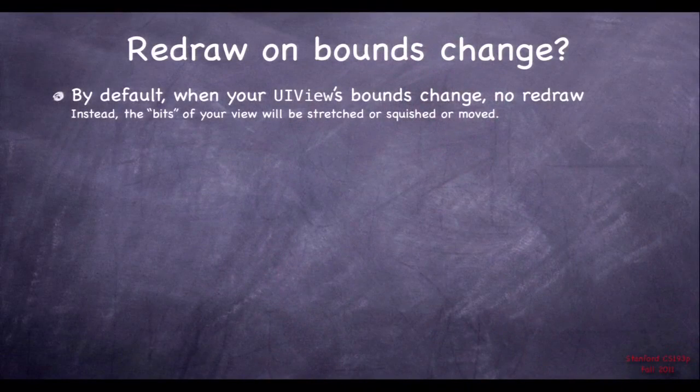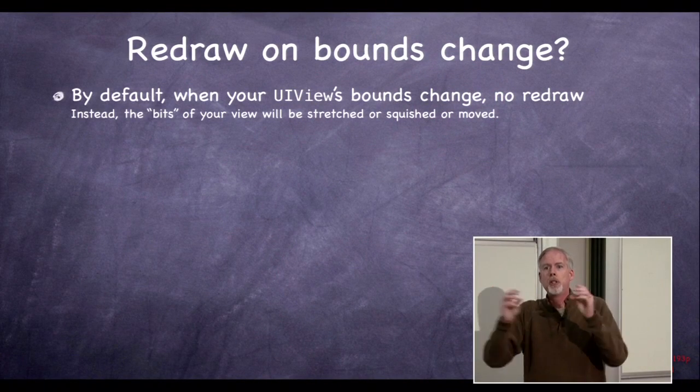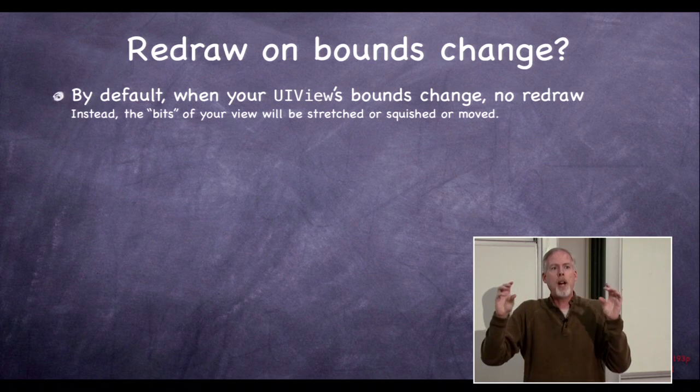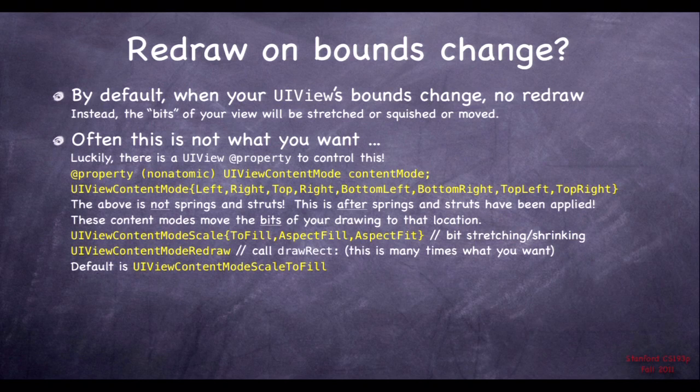Okay, so I told you that when your bounds change, though, like the springs and struts cause your view to get wider. What happens to your custom view? Does it get its draw rect called again? And the answer, no, it doesn't. For performance reasons, the bits of your view get stretched or squished. So you're going to get a grainy kind of thing if you are drawing something high resolution.